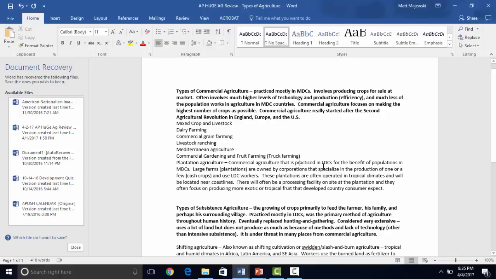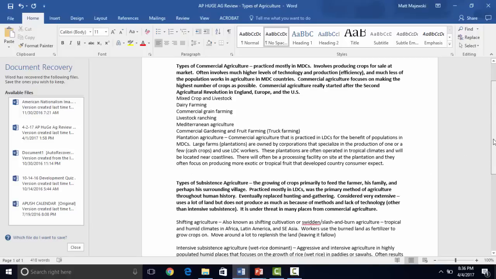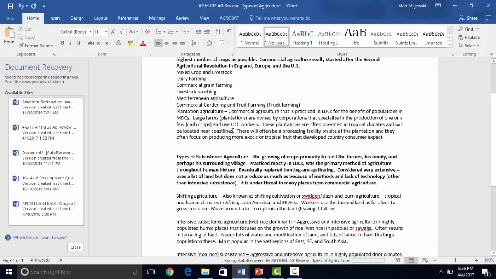It's a commercial agriculture that's practiced in LDCs for the benefit of populations in MDCs. There are usually large farms called plantations that are owned by corporations. They specialize in the production of one or a few what are called cash crops: coffee, tobacco, potentially cotton, maybe specialty fruits and vegetables that are desired in MDCs, but maybe not so much in the area where they are cultivated. They use LDC workers to take advantage of low cost, low wages. They're often operated in tropical climates. They'll always be located near coastlines because, remember, they need to ship those products to the MDCs as quickly as possible.